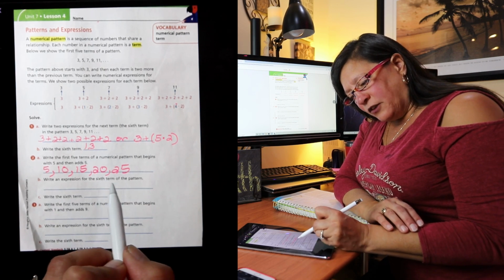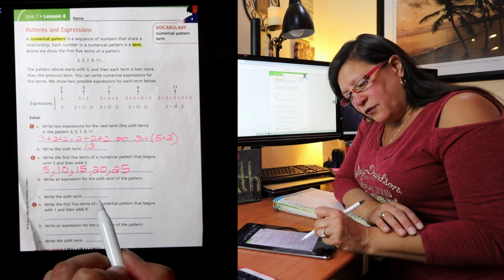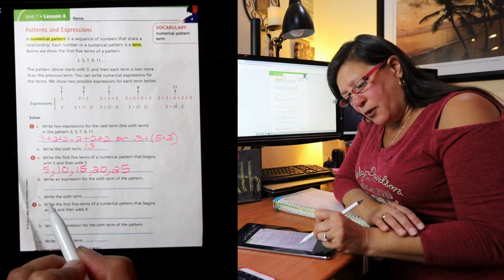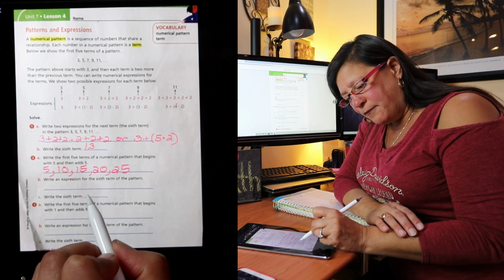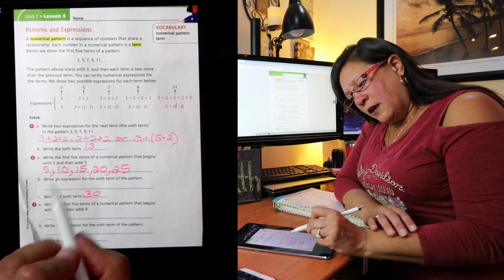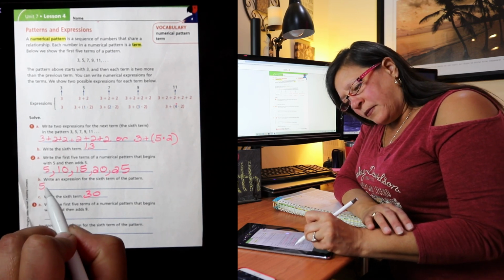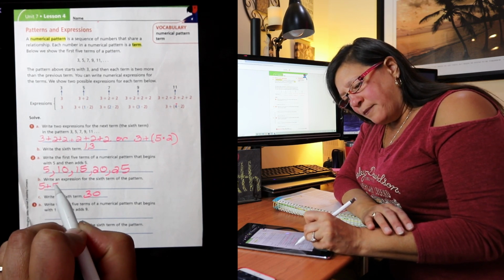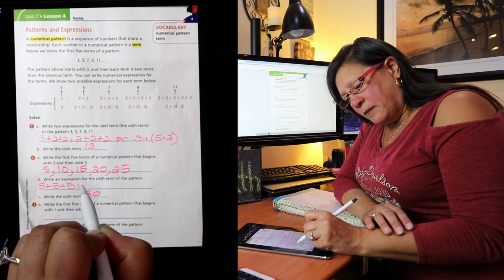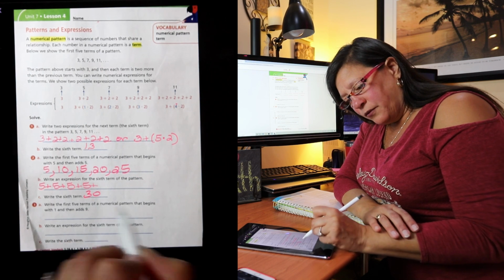B says write an expression for the 6th term of the pattern. So here's 5. What would be the 6th term? If we kept going, the 6th term, 25 plus 5, would be 30. That would be the 6th term. So what would that look like if you wrote that out? One way to express it, 5 plus 5 plus 5, and how many would you need? You would need 6 of them to equal 30, right?